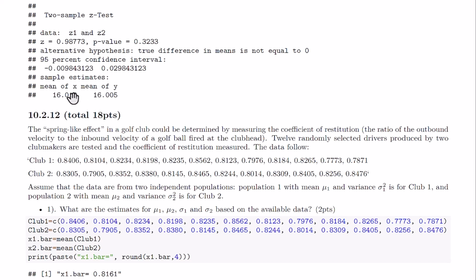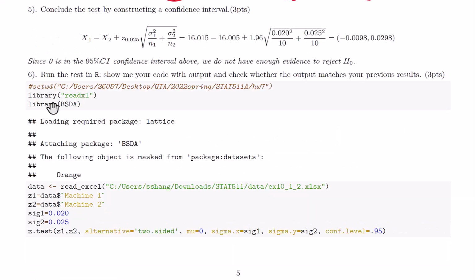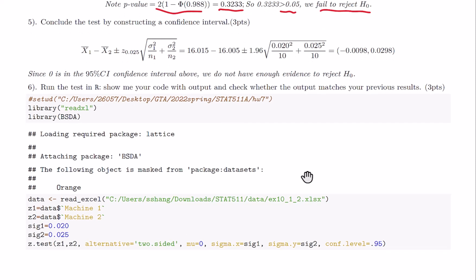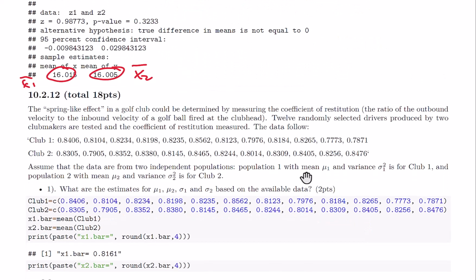And here they specified x1 bar, x2 bar. We also did this in class, in the notes, so please go ahead and check. Make sure you know how to use this z.test to run the test. Please get both, either by hand or by the R code.